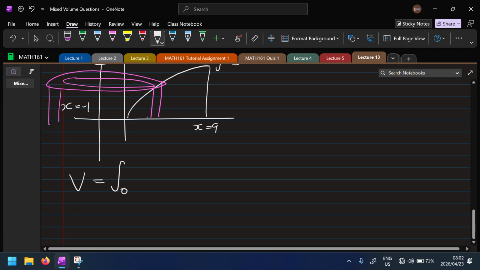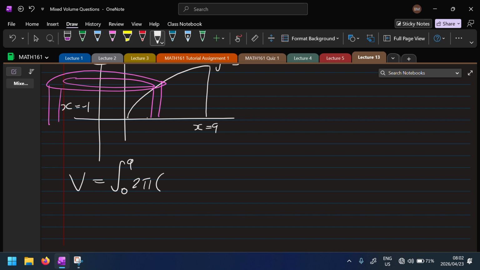So 0 to 9. The radius, 2 pi r, the radius there will be 1 plus x, because we shifted. Okay, so that's the radius, 1 plus x. What about the height? Remember, 2 pi r h. What's the height of the shell? This height here.